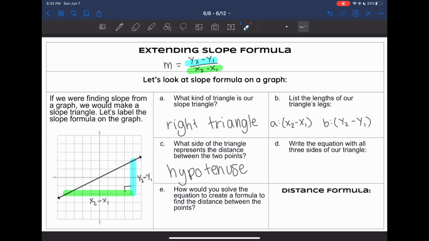Next, write the equation with all 3 sides of our triangle. The equation that we use for the sides of a right triangle is the Pythagorean theorem, which is c squared equals a squared plus b squared. We're going to substitute in the values that we got for a and for b. We don't know the hypotenuse, so that's just c squared equals a squared, so x2 minus x1 squared, plus b squared, which is y2 minus y1 squared.